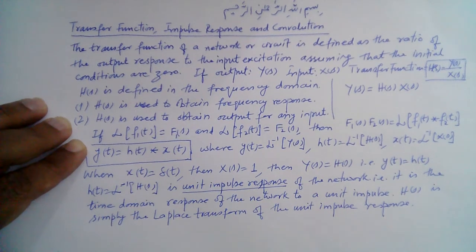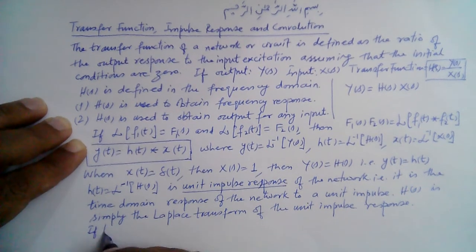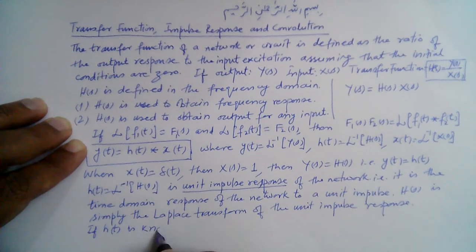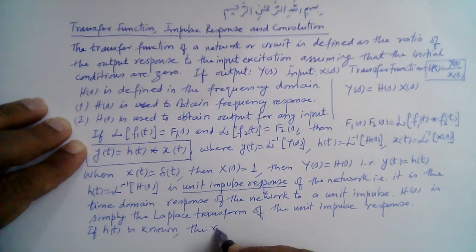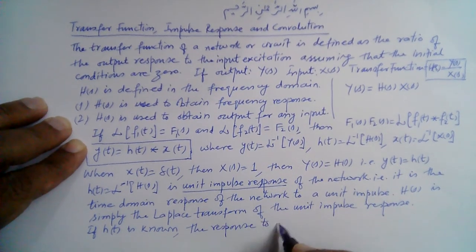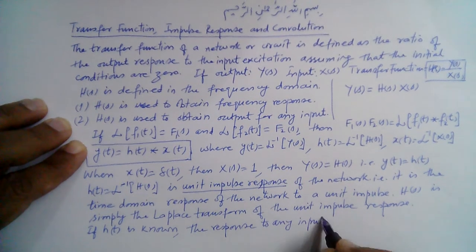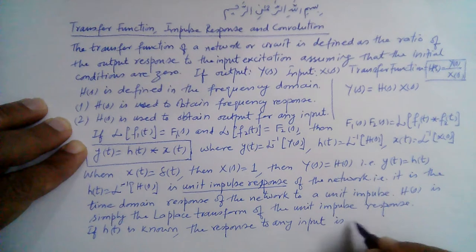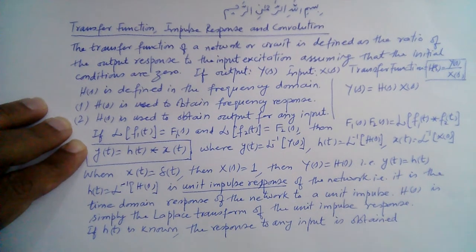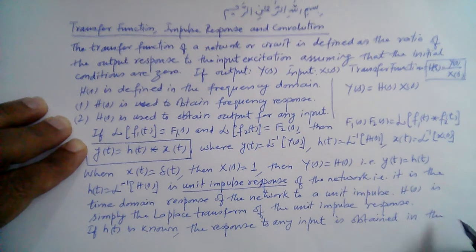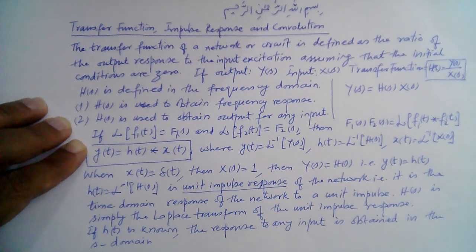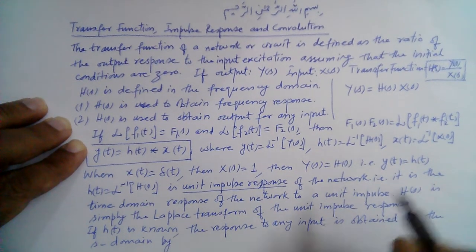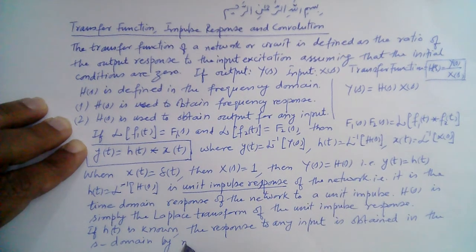So if h of t is known, that is the inverse Laplace transform of the transfer function or the unit impulse response is known, the response to any input is obtained in the s domain by simple multiplication like this here, in the s domain by multiplication.